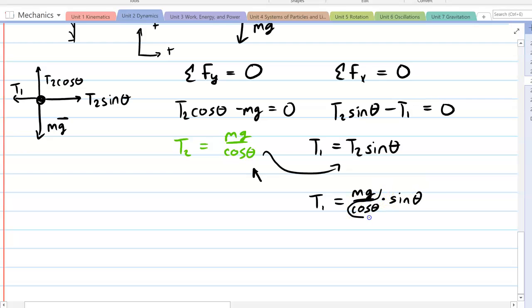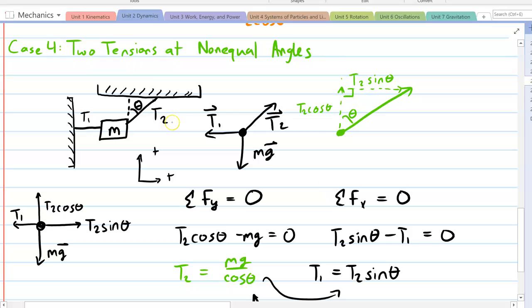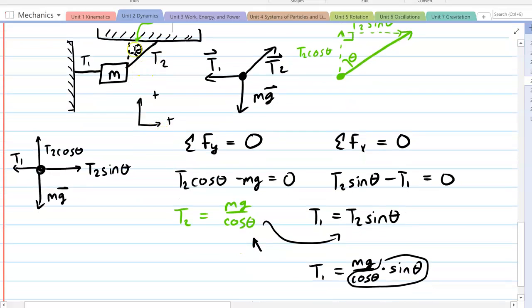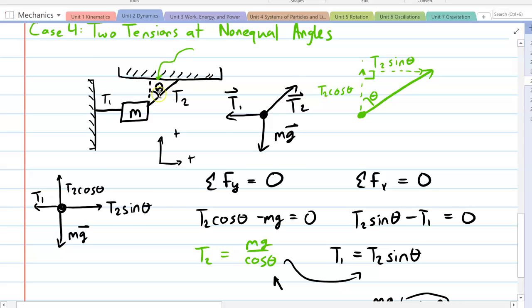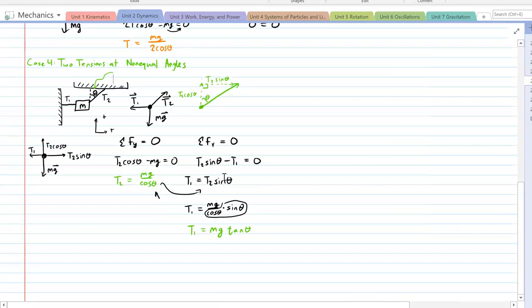And if you see right here, this makes up a tangent. So in all, we actually get something pretty interesting. T1 is equal to mg times the tangent of that angle. And remember, that angle is right here. So we can find T1 just by taking the tangent of this and knowing the weight of the object, which is kind of interesting, I would say. Same with T2, we just need to know the cosine, right? And I find that pretty interesting.